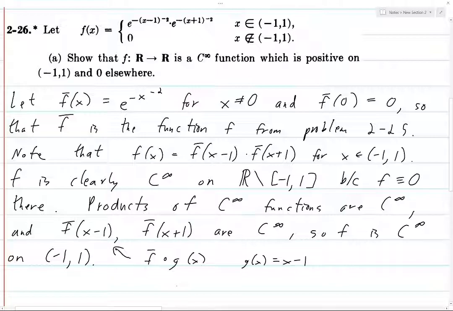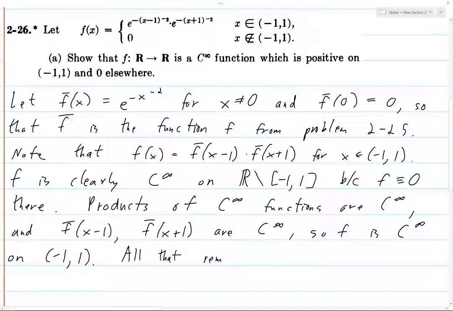But in any case, f bar of x minus 1 is continuous, and likewise if you set g of x to be x plus 1, then you can prove that f bar of x plus 1 is C infinity. And so these two things are C infinity, and so their product on the open interval from negative 1 to 1 is f, and therefore f is C infinity there.